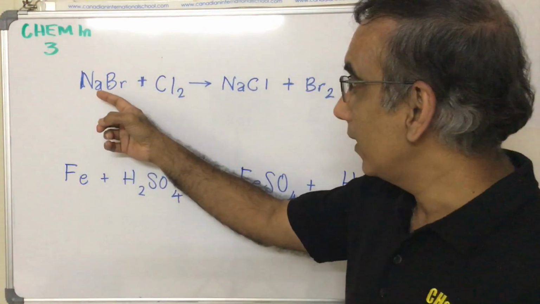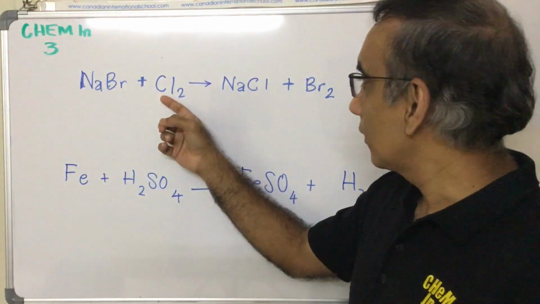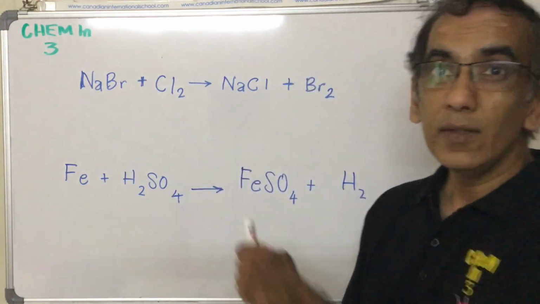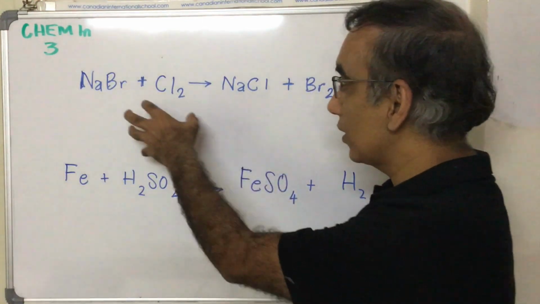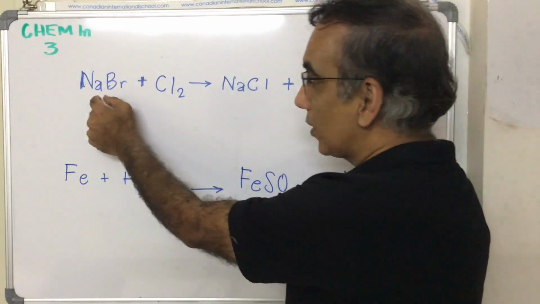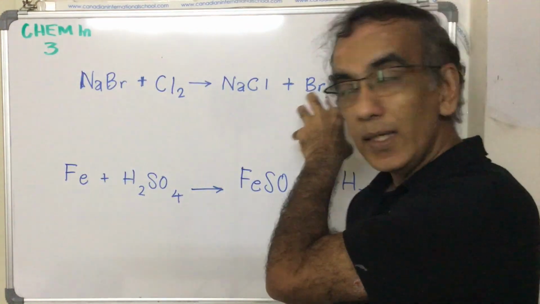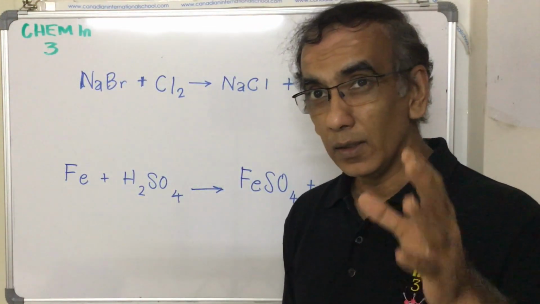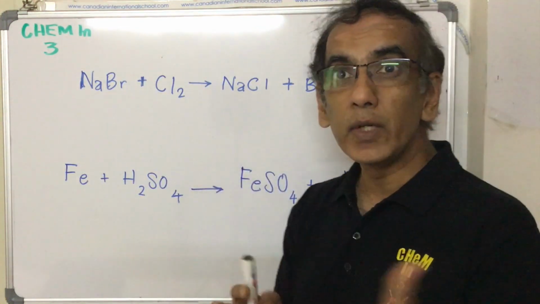And here we have NaBr, sodium bromide, reacting with chlorine to give sodium chloride and bromine gas. If this reaction actually happens in the lab, you would see a change in color as sodium bromide liberates bromine and it enters into aqueous solution to give you the characteristic brown color of bromine. So what's happening in terms of redox?